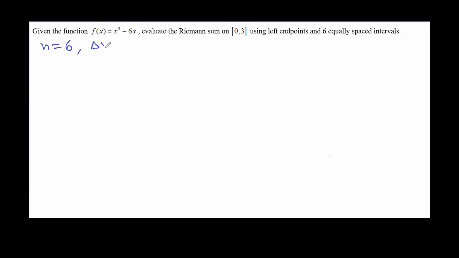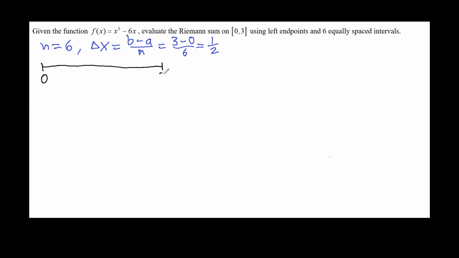And we proceed to calculate the width of each of the rectangles, delta x, which is defined to be b minus a divided by n, where b is the value of my right endpoint of the interval and a is the value of the left endpoint. Simplifying this expression yields 1/2. So now we know that each one of the equally spaced intervals is precisely 1/2 in length.